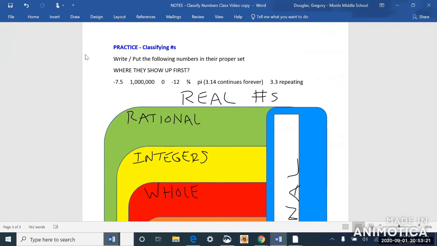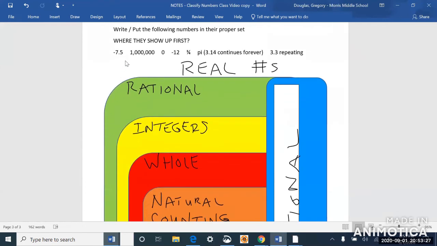Okay, we're back. Classifying numbers, right? Put the following numbers in their proper set where they show up first. So a lot of times on tests and things, they would put something like this first to try to throw you off. Oh, negatives, they go to integers. But look, it's got a decimal. So make sure you don't miss out on that. All decimals and fractions, positive or negative, are rational.